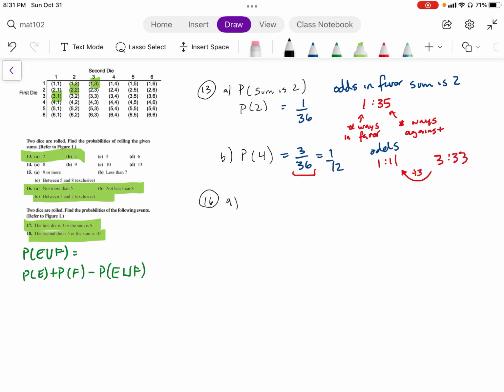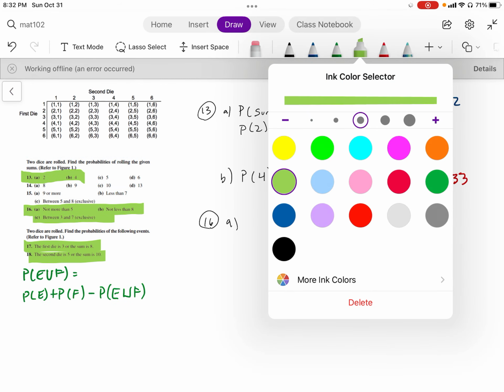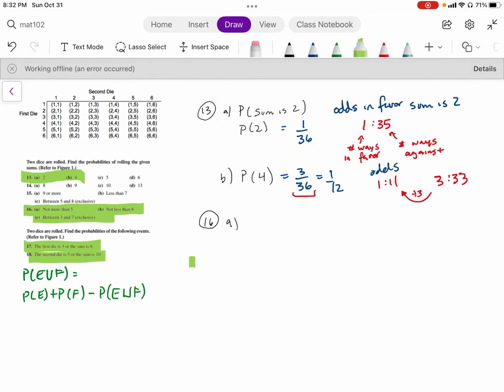16a. The probability that the dice sum is not more than 5. So not more than 5 would mean I still include 5, right? But not more than that. So looking at, whoops, I thought it was on highlighter there. Yep, green is fine. Okay.